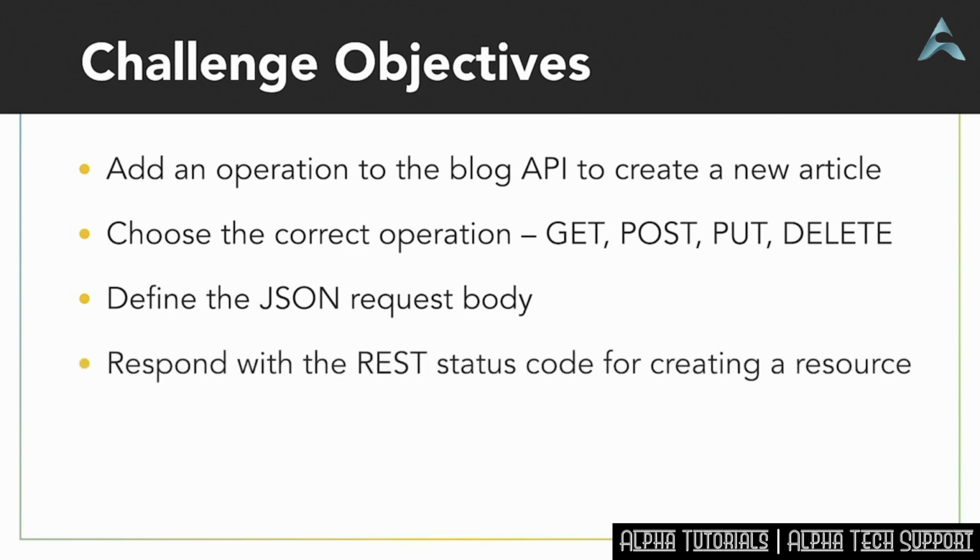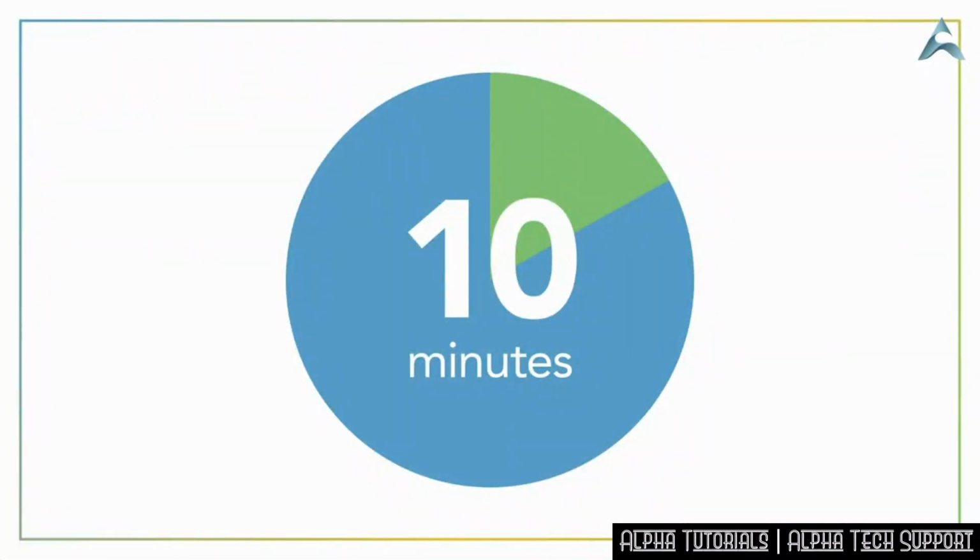Additionally, the operation should return a simple response that contains the appropriate HTTP status code for creating a resource on a REST API. If you want to make this challenge a little easier, think about how you could reuse some of the existing YAML in your API definition. This challenge should take you about 10 minutes to complete. In the next video, I'll show you how I solved it. Good luck!